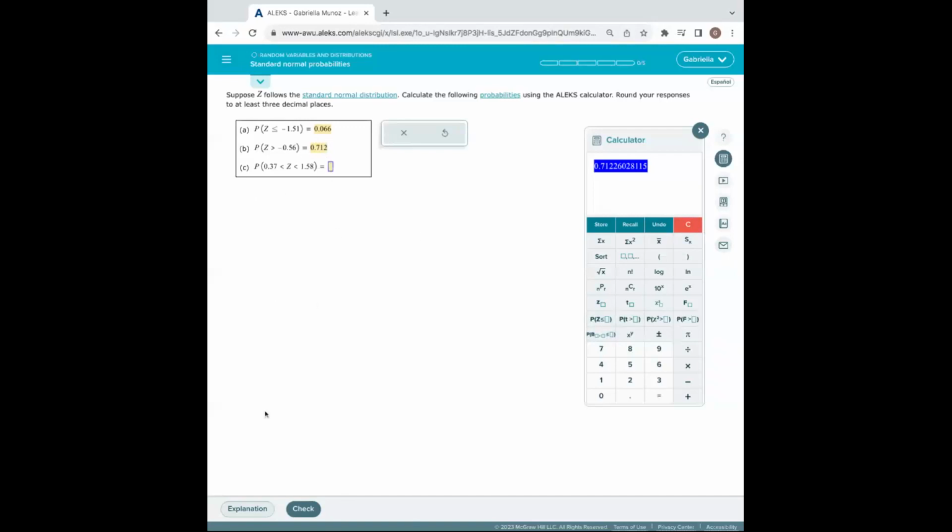Okay. And then for this one, you're going to do two of these. You're going to do what's called right minus left. So go ahead and clear that out and do the PZ thing again, and then 1.58. And then go to the right of that, all the way outside the parentheses, and type in minus, and then do the PZ again, and then 0.37.